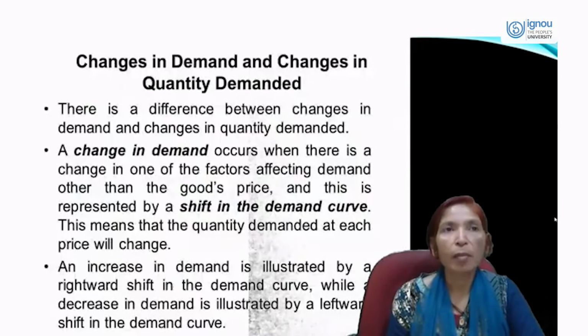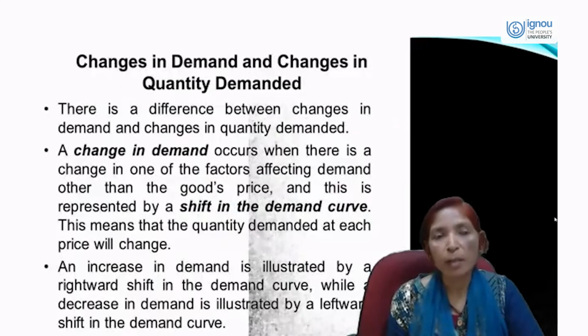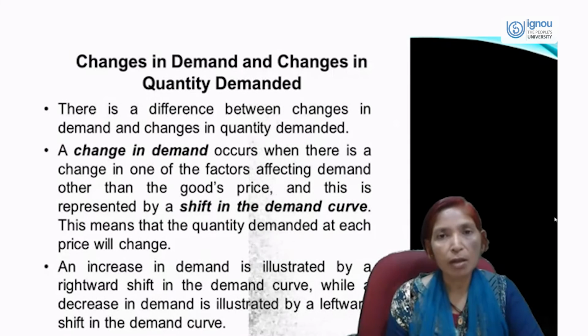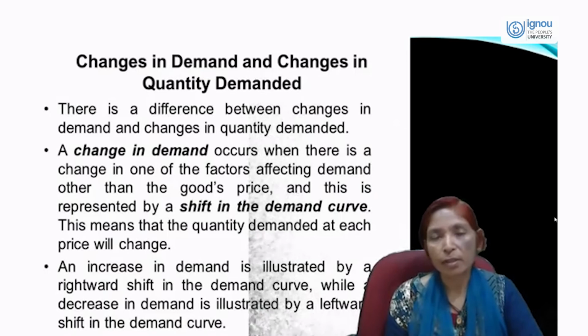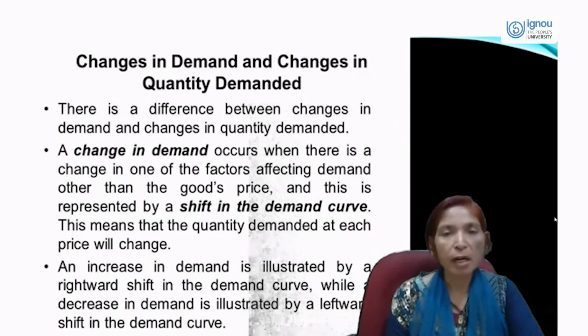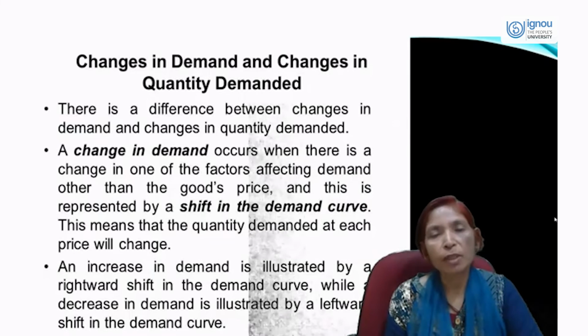Next is change in demand and change in quantity demanded. This is also a very important concept in the theory of demand. There is a difference between change in demand and change in quantity demanded. A change in demand occurs when there is a change in other factors, price remaining constant. In this case, the demand curve will shift either to the right-hand side or left-hand side. Demand may increase or may decrease. When demand increases, the demand curve shifts to the right-hand side.